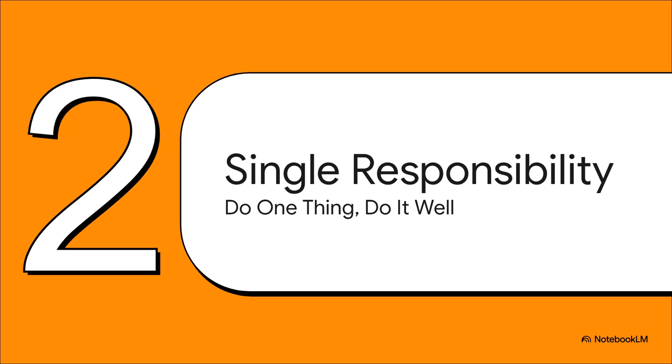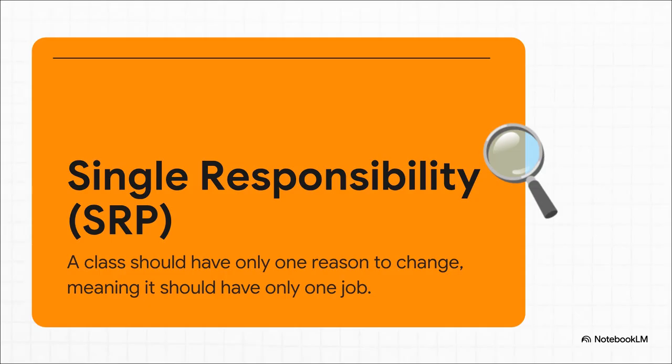Okay, let's dive right in with the S in SOLID, the single responsibility principle. This one is probably the easiest one to get, but it is incredibly powerful. The motto is simple: do one thing and do it well. So the formal definition says a class should have only one reason to change. But what that really means is it should have only one job.